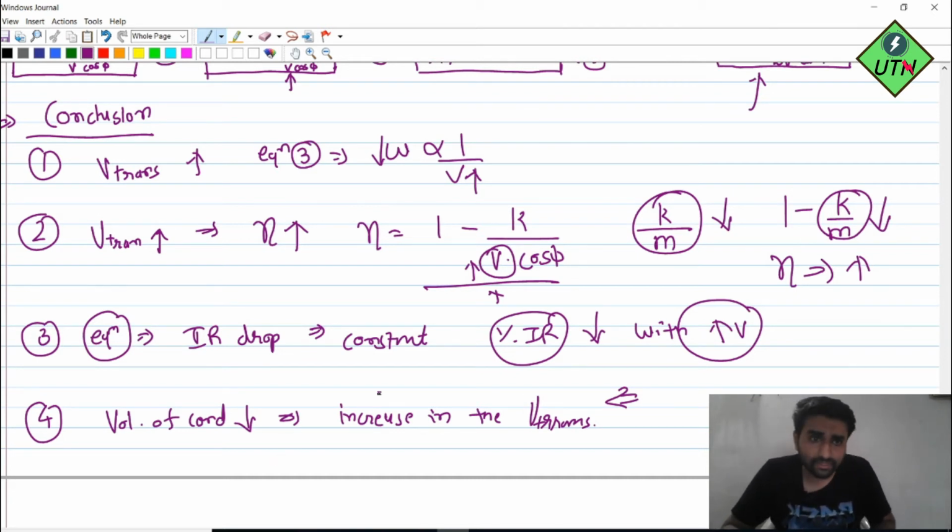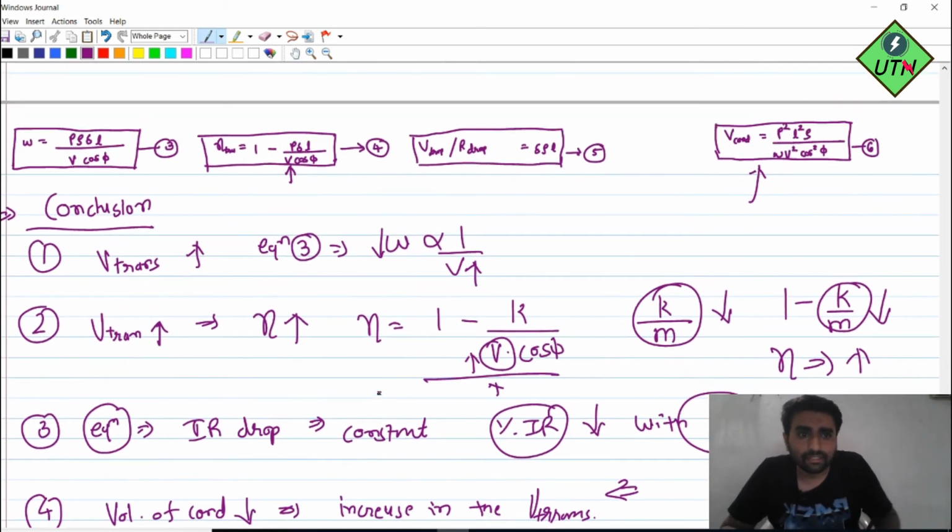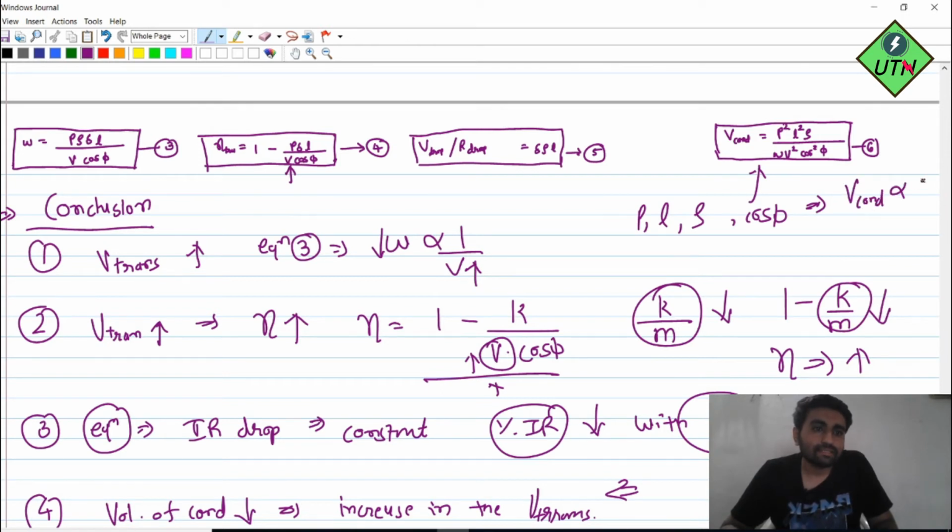And if we see this equation, we can definitely see that for a constant power, a constant line, a particular resistivity, and a particular power and power factor, the volume of the conductor is inversely proportional to the voltage square, the square of the transmission voltage.